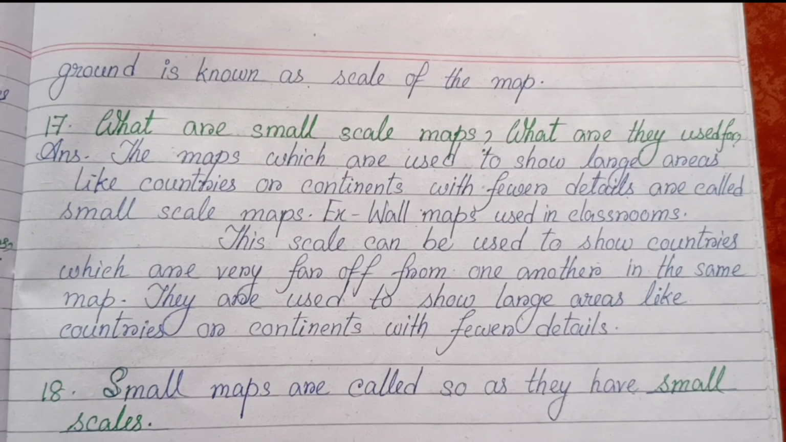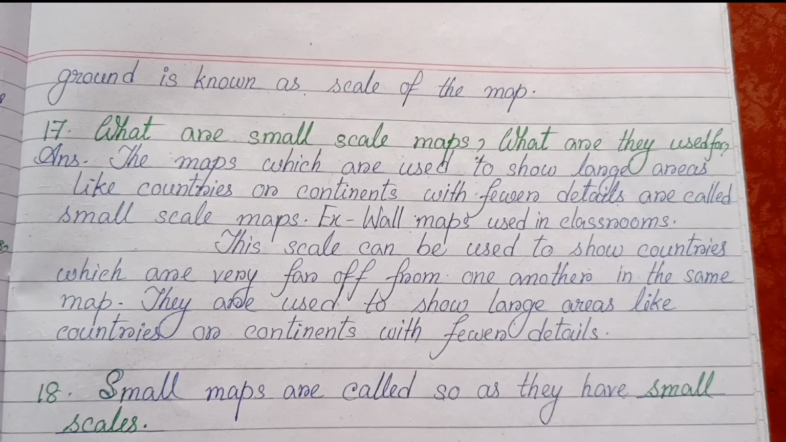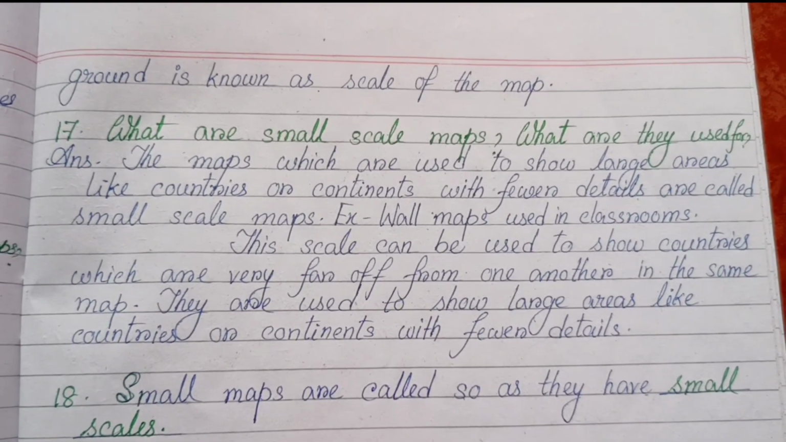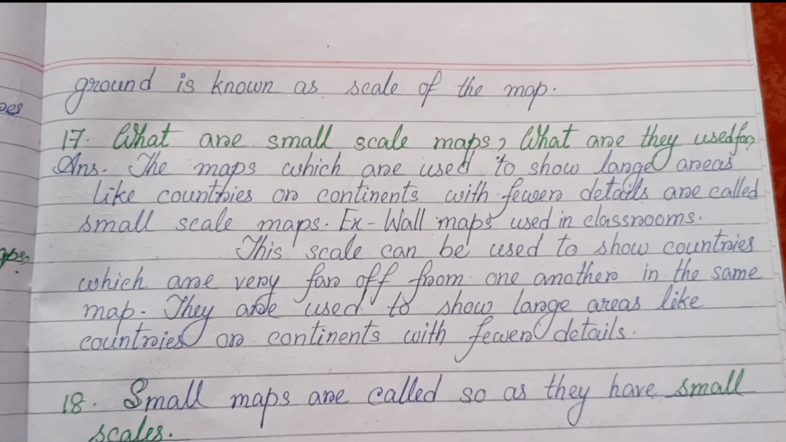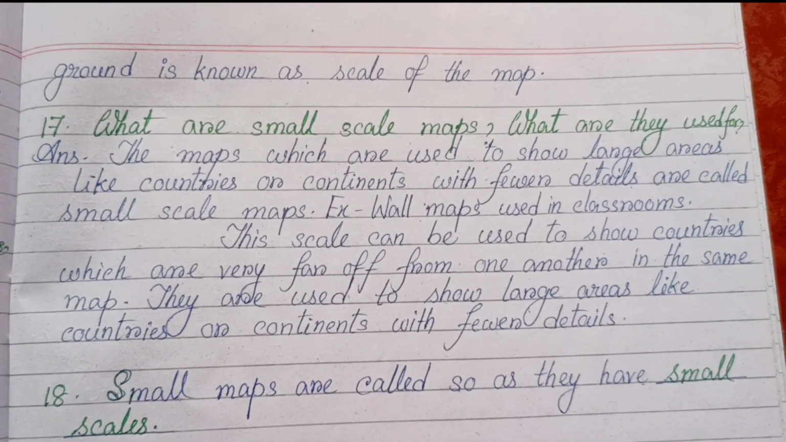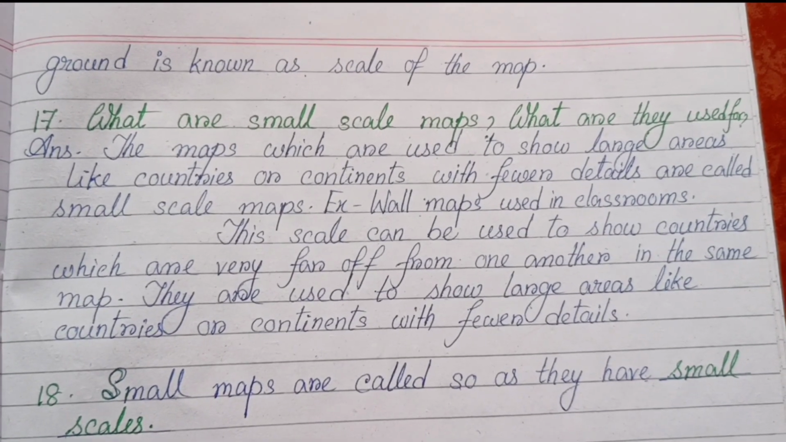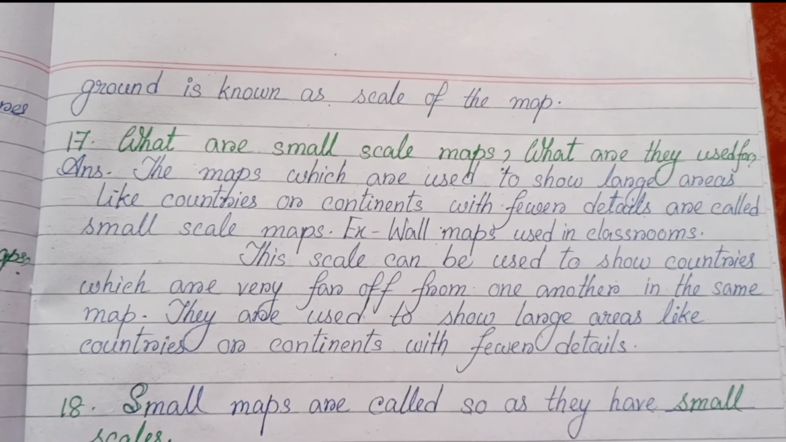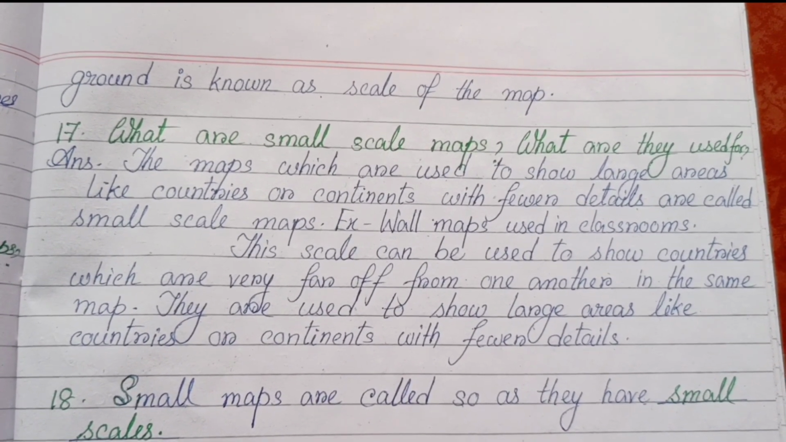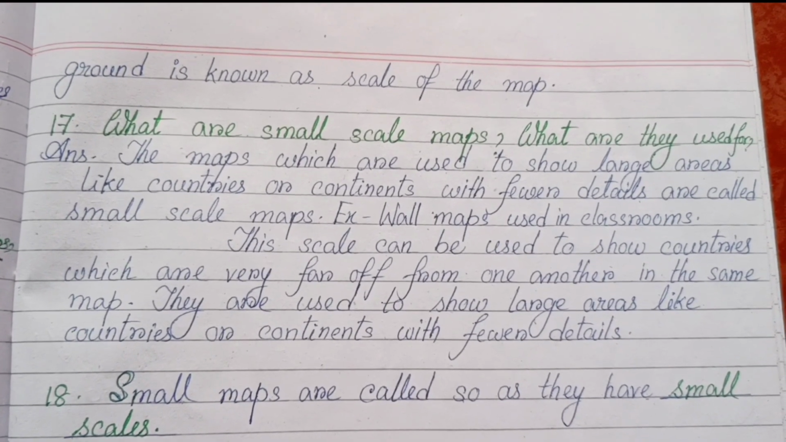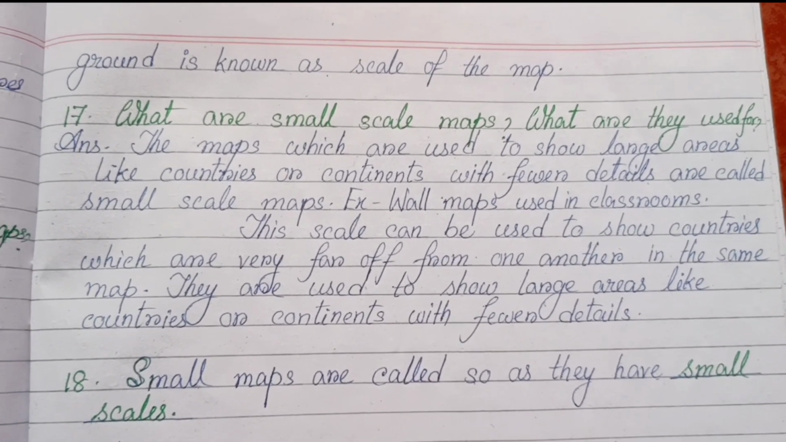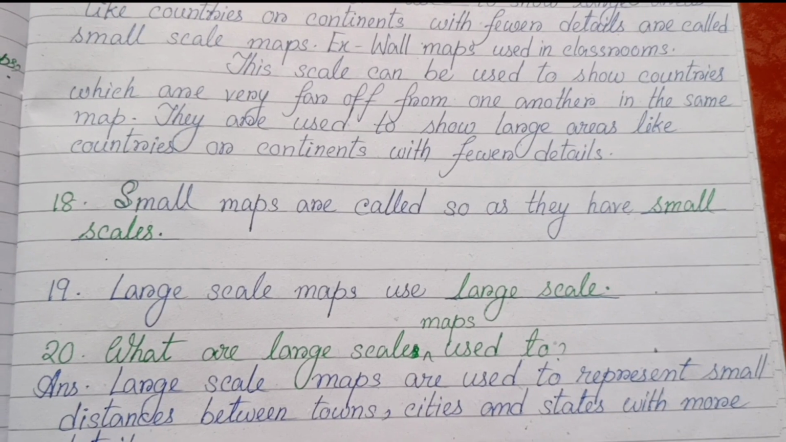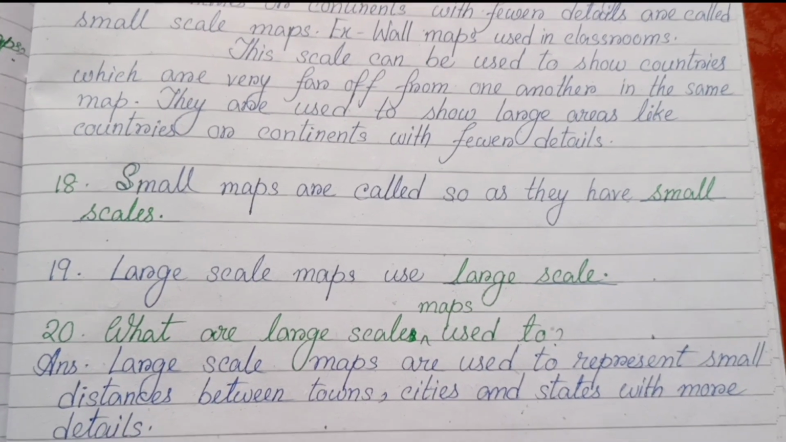Number 17, what are small scale maps? What are they used for? The maps which are used to show large areas like countries and continents with fewer details are called small scale maps. For example, wall maps used in classrooms. This scale can be used to show countries which are very far off from one another in the same map. They are used to show large areas like countries or continents with fewer details. 18 is again a fill in the blank. Small scale maps are called so as they have small scales.